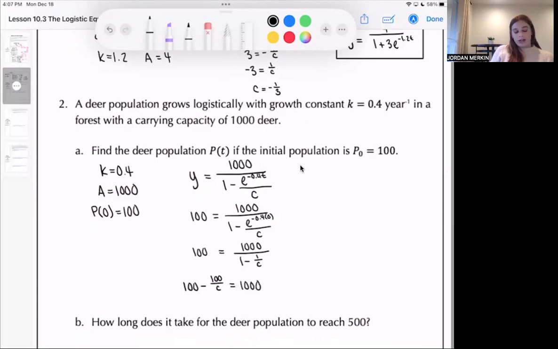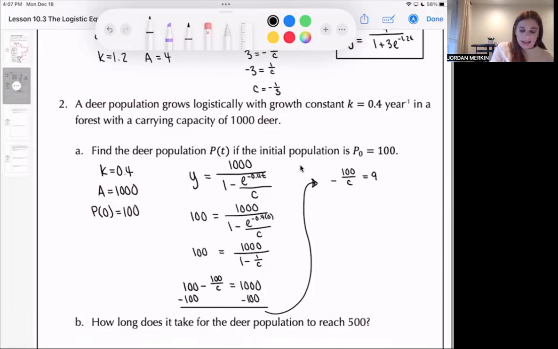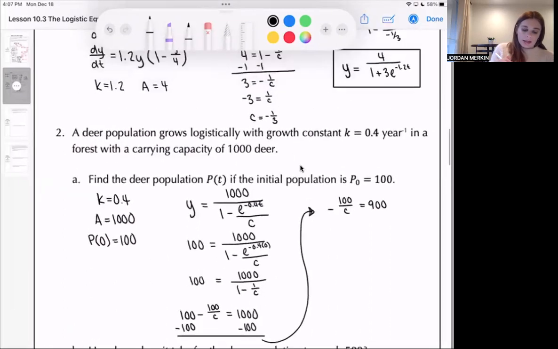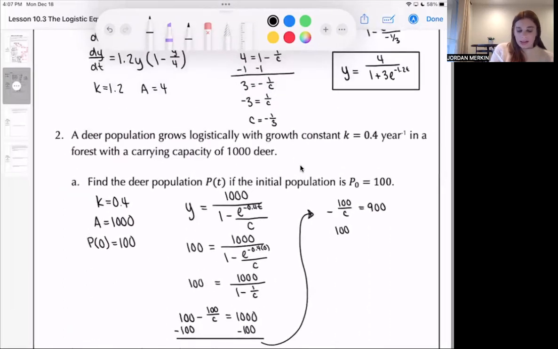What you could do here, it's up to you. You could just subtract 100 and then cross multiply to get the rest, or you could divide everything by 100 to make it a little more simple. I'm just going to subtract 100. I'm going to move this up here because I'm running out of space. I end up with negative 100 over c equals 900. We can cross multiply. So 100 equals negative 900c. Divide by negative 900. And it looks like c equals negative 1/9.